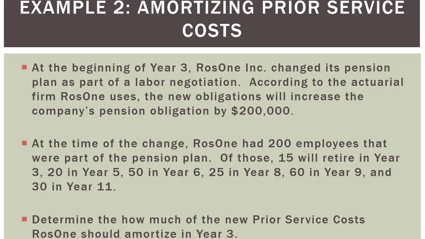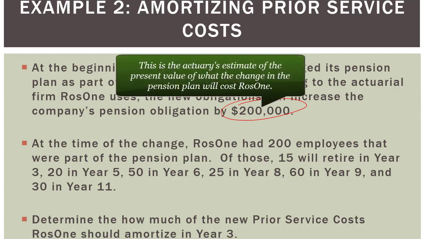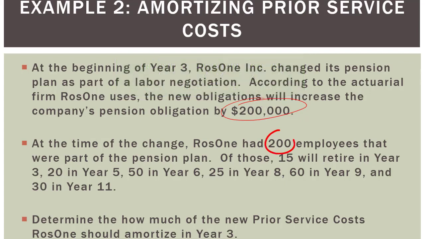According to the actuarial firm that ROS 1 uses, the new obligations will increase our obligation $200,000. So that's our increase. At the time of the change, we had 200 employees that are part of our pension plan and that are going to be affected by this renegotiation.